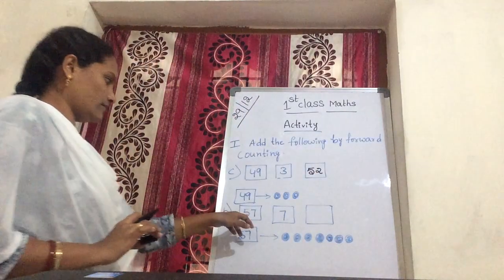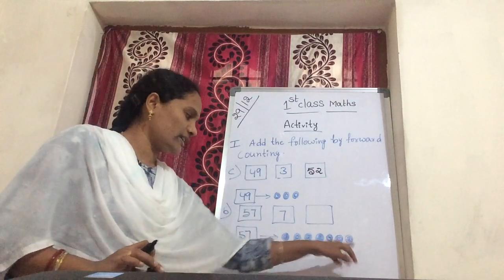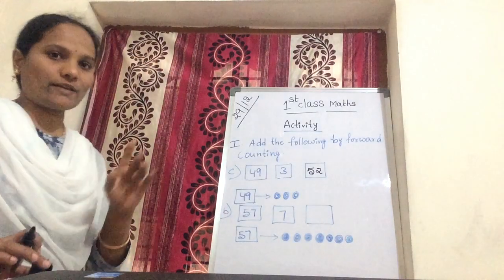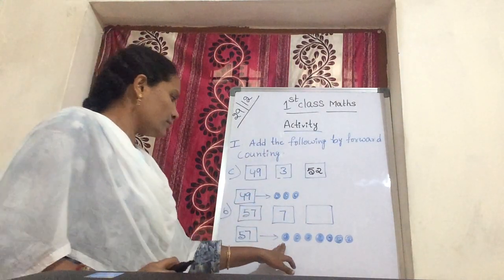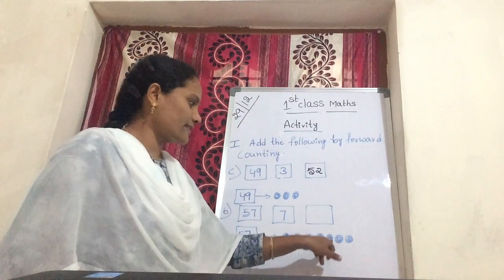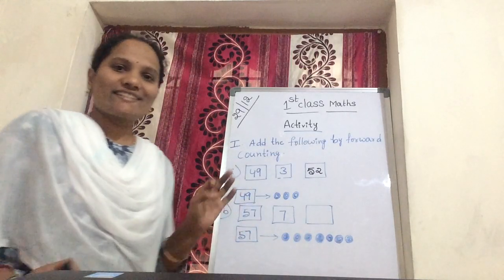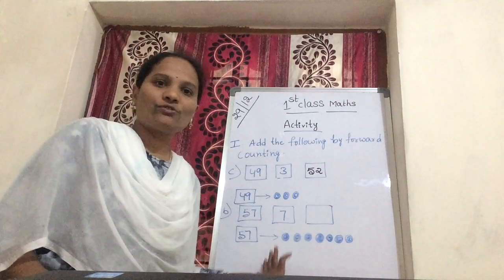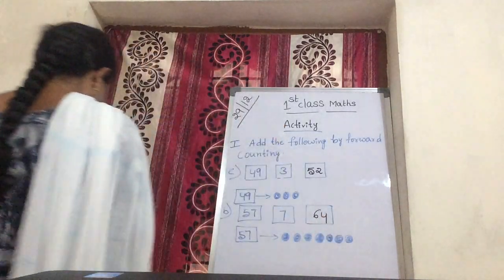Now next. 57 plus 7. So you are counting 57 after, 7 beads. 1, 2, 3, 4. Sorry. 57 after you will start: 58, 59, 60, 61, 62, 63 and 64. How much? 64. 57 plus 7, you get 64. Write in this box 64. Okay, please copy it.